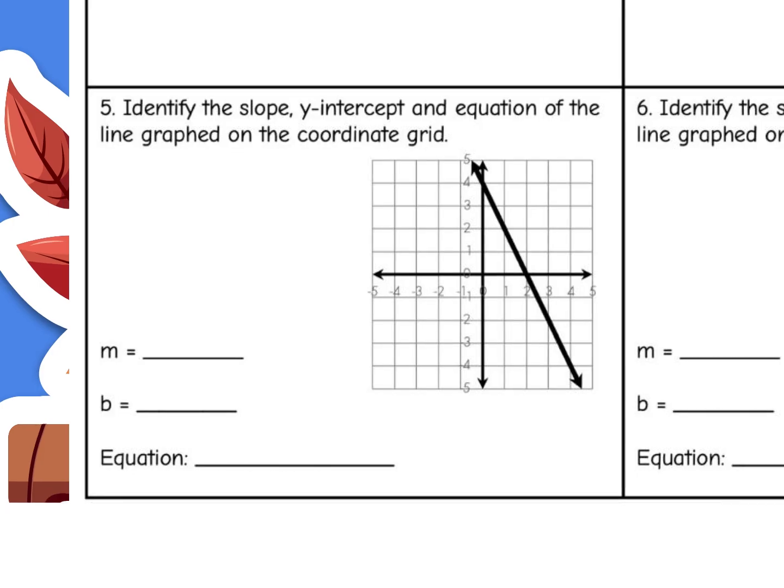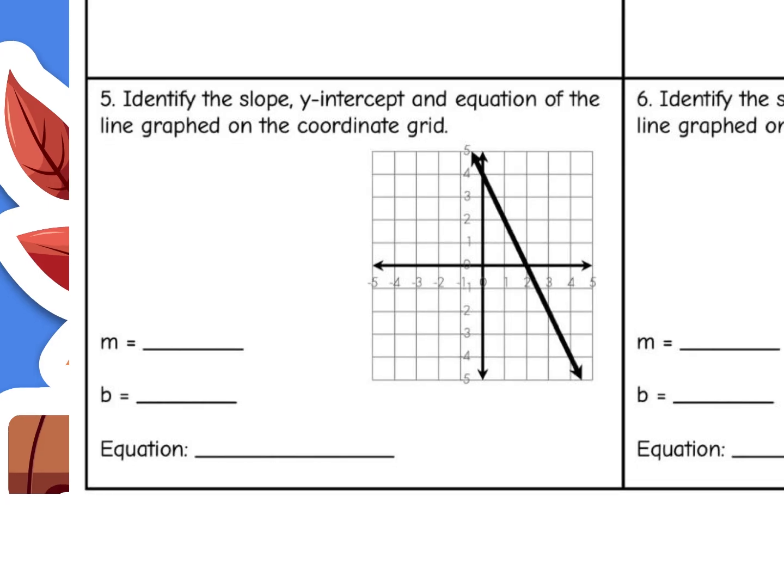Identify the slope, the y-intercept, and write the equation. So again, we're going to have to do what we did yesterday. Remember, we always actually start with that y-intercept and then the slope. So here's my y-intercept. I can see that it is 4. This is my b, positive 4, 0, 4. And then I have a nice pretty point here and here.